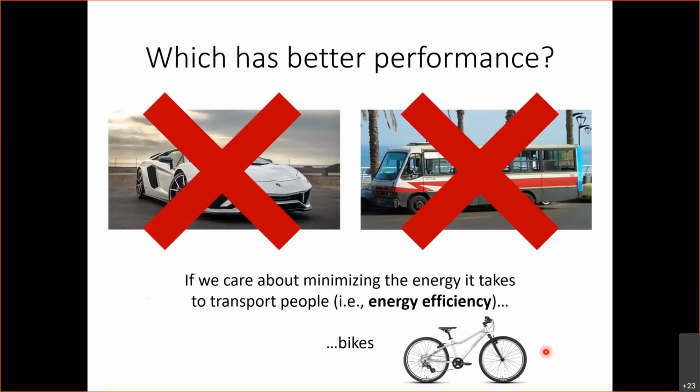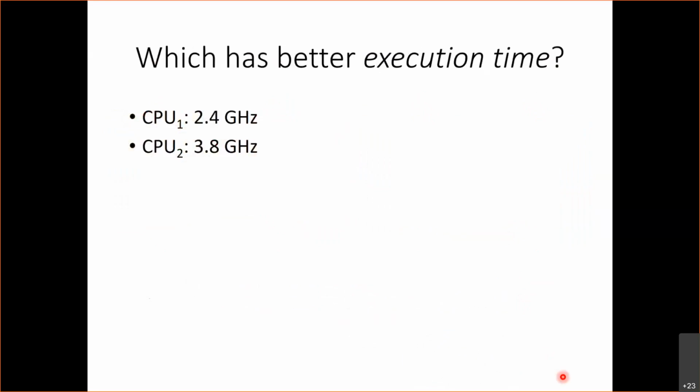Okay. So then let's go back to our original question. Which has better performance? I'm going to be more specific now. So which of these two processors has better execution time? By execution time, I mean the time that it takes to perform one task. So which of these has better execution time? Okay, so people are saying CPU2, and it makes sense for CPU2 to have better execution time because it has higher clock rate. But the answer is that this is still a trick question, and I'll show you why.